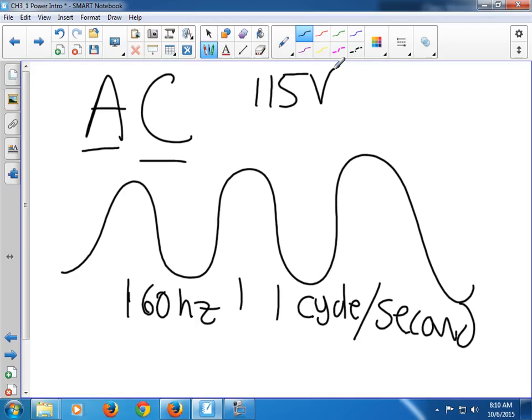Cycles at 60 cycles per second. I said that at least 3 times. I'm stomping my feet too. Okay, just repeat that one more time. AC power in the United States cycles at 60 hertz or 60 cycles per second. That's the speed that it goes.